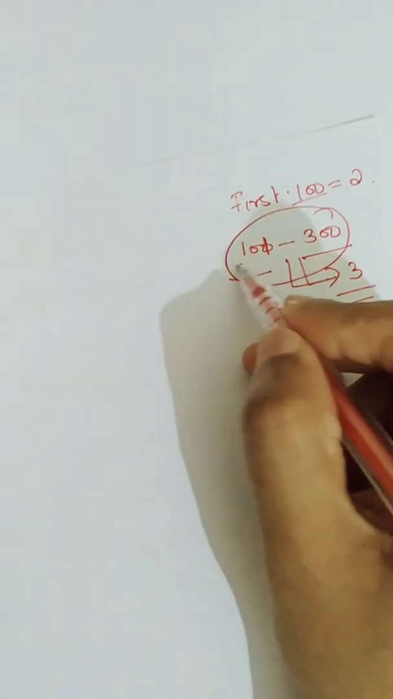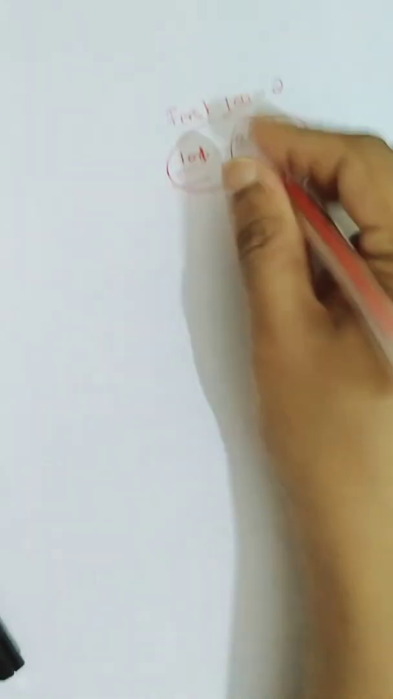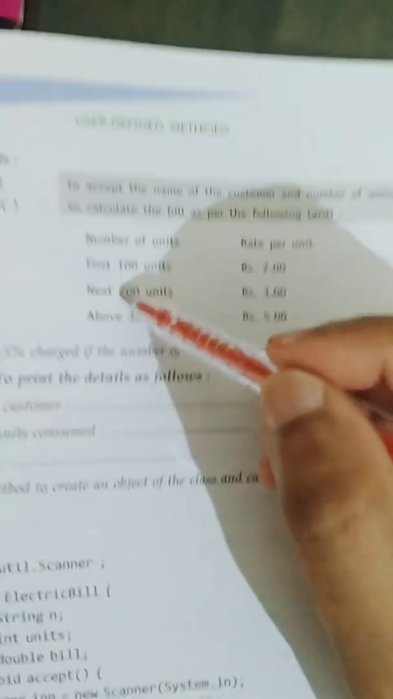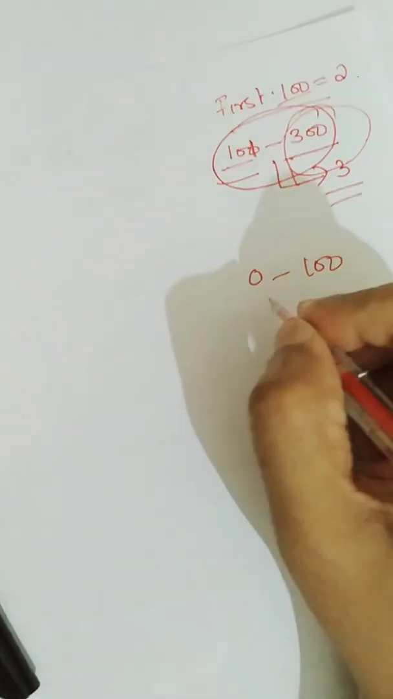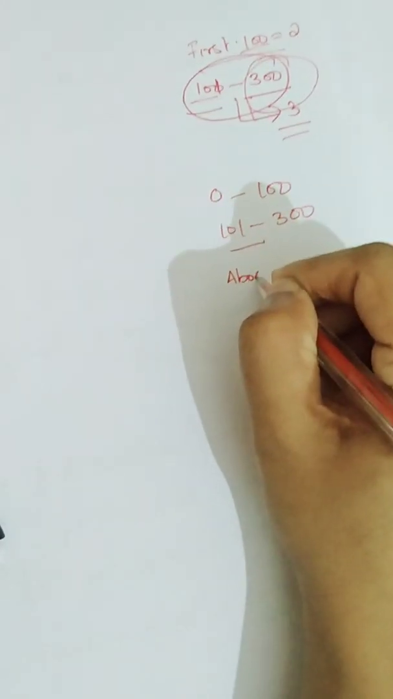Next 200 means after 100, the next 200, that is 101 to 300, and they have given above 300. See why they have given above 300: first 100 units means 0 to 100, next 200 units means 101 to 300, and above 300. Okay, so we have to calculate as per this.